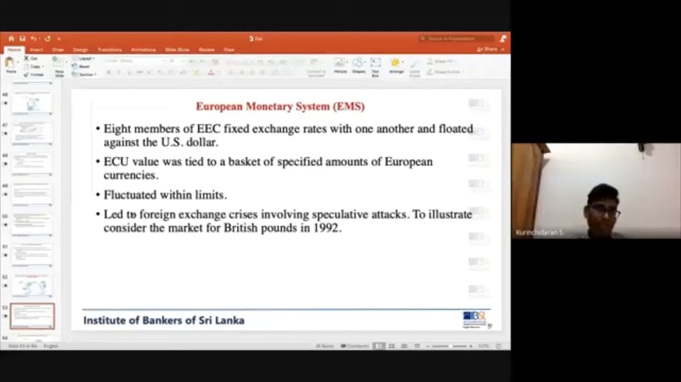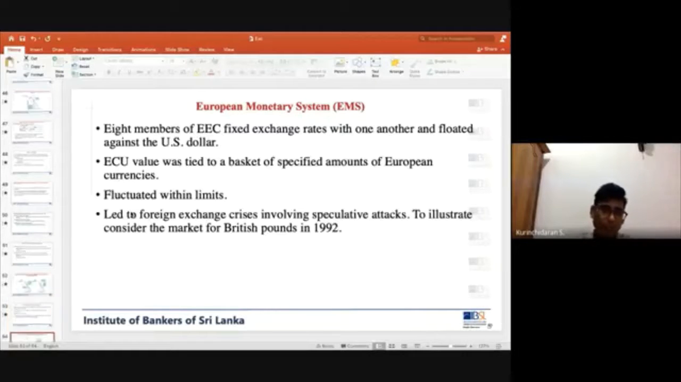Now the problem is that within the European Monetary System, those member countries' currencies against each other are fixed with some degree of fluctuation limit. So they can fluctuate within that. Okay, but now we can see what happened in 92 in the British pounds market, due to the speculation. Let's see.